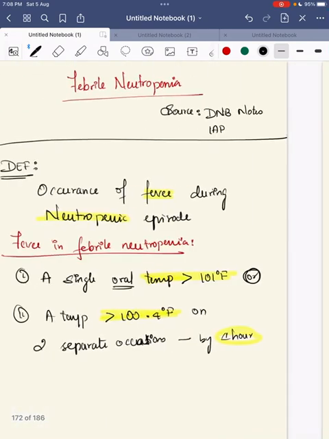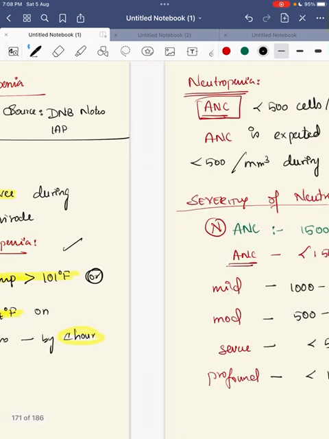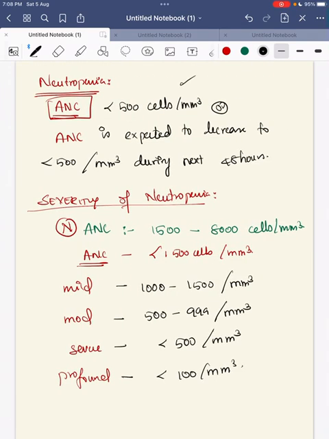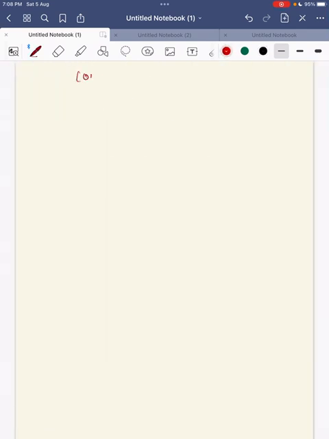So the definition of febrile neutropenia is occurrence of fever during a neutropenic episode. The definition of fever and neutropenia, and the severity of neutropenia, have been mentioned. Next we will see the common organisms causing infection in a child with febrile neutropenia.